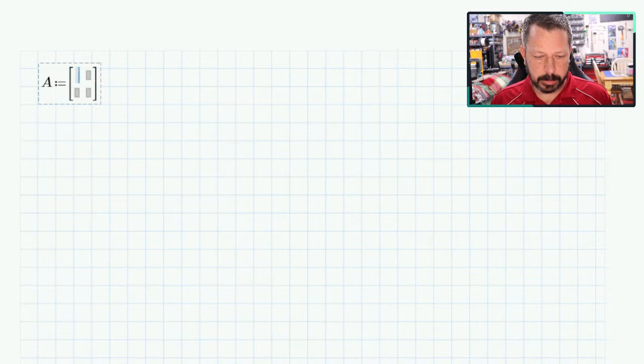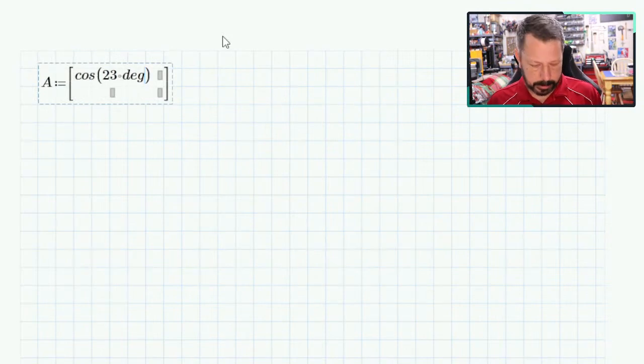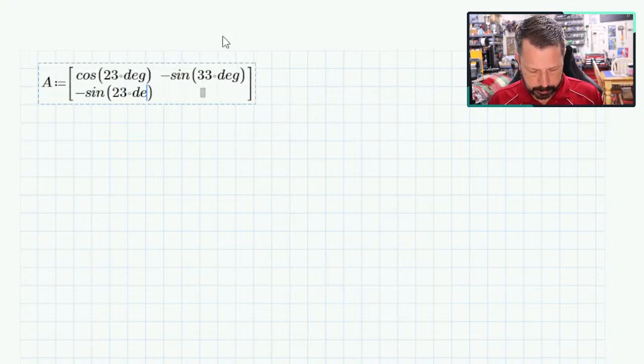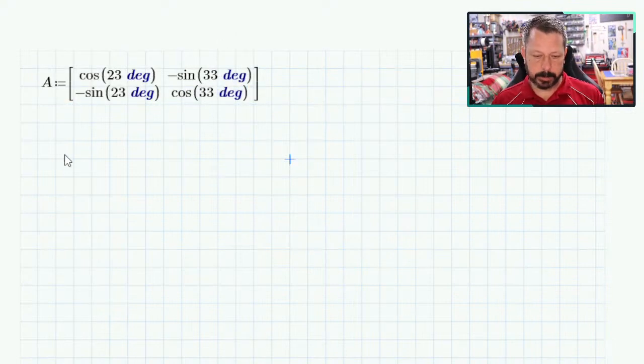And we're going to put in our coefficients for A, which were cosine. Now remember, MathCAD is particular, and it thinks all of these are radians, so I need to put degrees. This one would be negative sine 33 degrees. This one would be negative sine of 23 degrees. And this one would be positive cosine of 33 degrees. So there's our A matrix.